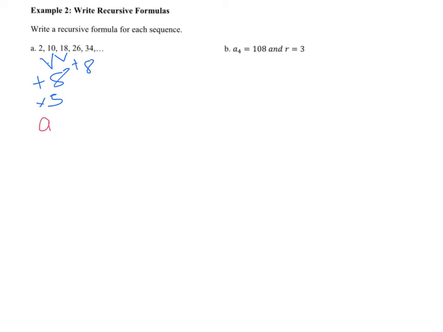Our arithmetic sequence formula is a sub n equals a sub n minus 1 plus d. And remember, d is that common difference. What are we adding each time? So we know that we can go ahead and plug some stuff in here.